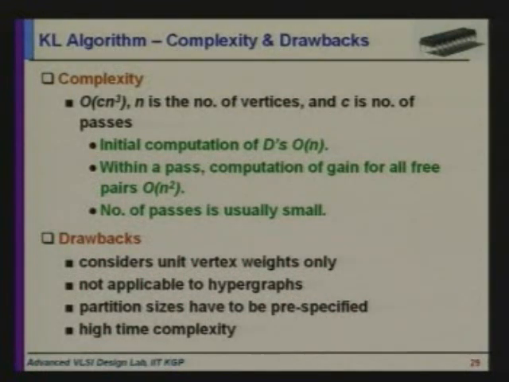Okay, so the Kernighan-Lin algorithm takes time proportional to C n square. The initial computation of the D values takes O(n) time. Then within a pass, computation of gain takes O(n) square, and the number of passes is usually small, which gives me that C, the total number of passes, right? So it's C n cube on the whole, right?